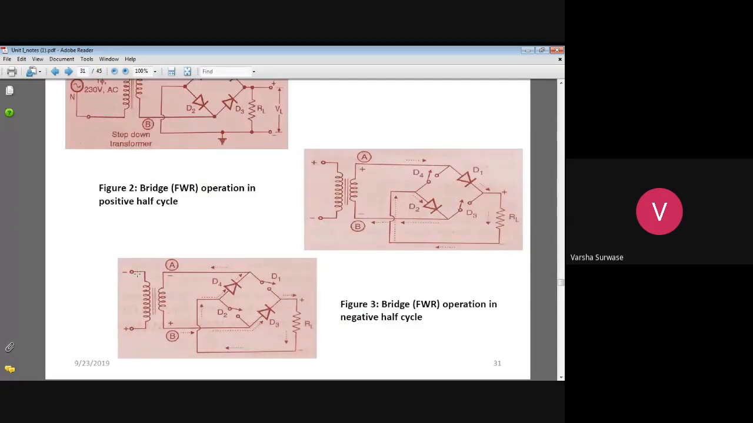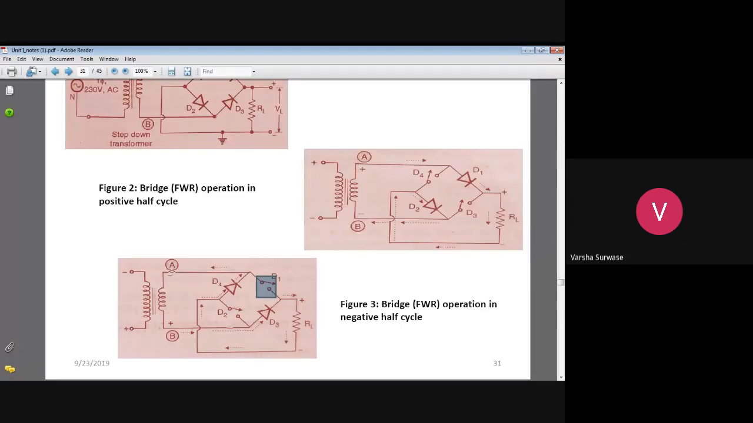Now see, for the negative half cycle of the input voltage, what happens? Terminal A now becomes negative and terminal B is positive. As terminal A is negative, this negative voltage is connected to diode D1, so diode D1 gets reverse biased. As diode D1 is reverse biased, there will be no current flowing to the load resistance RL, and because of that diode D2 also turns off. Diodes D1 and D2 turn off.